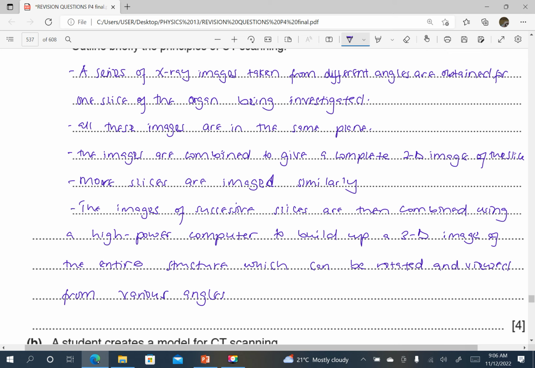So the CT scan is easy to describe as long as you know that several slices are going to be imaged using these X-rays, and their images are going to be combined to form a complete two-dimensional image. Then other slices are going to be investigated in the same way, and the two-dimensional images are going to be combined using a high-power computer to form a three-dimensional image, which can be rotated and viewed from any angle as required.